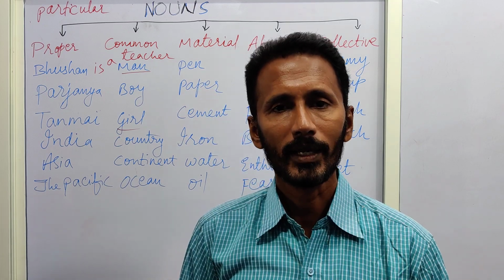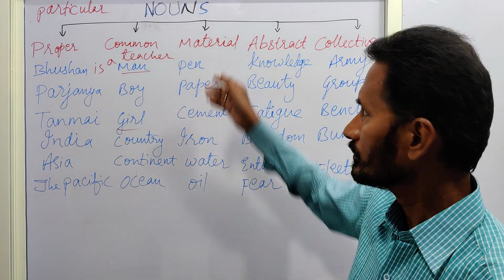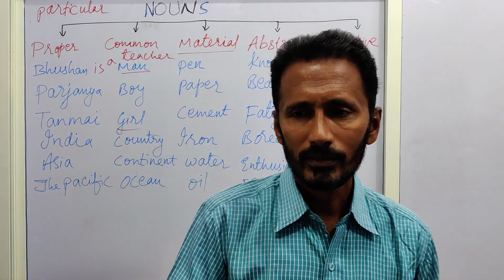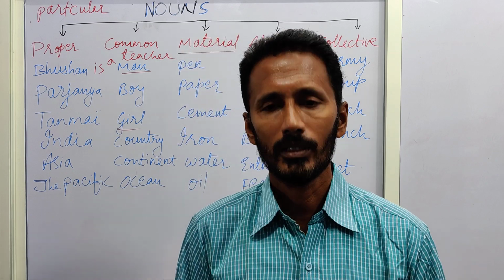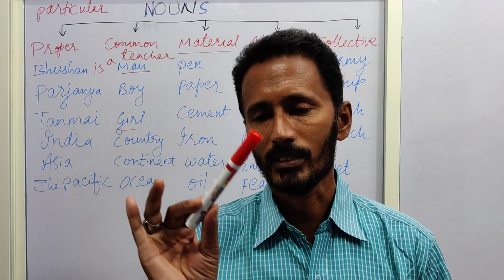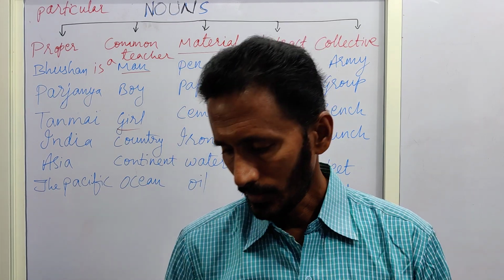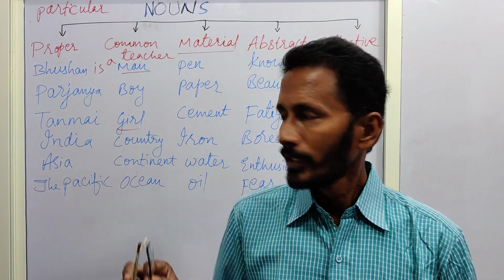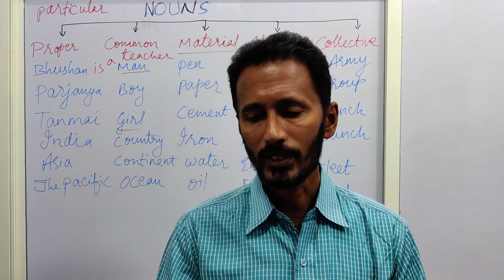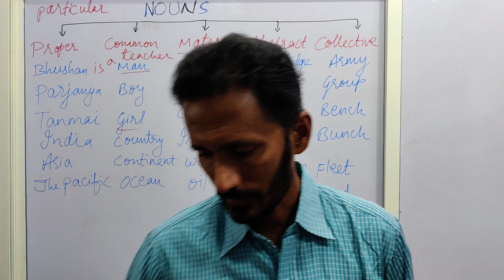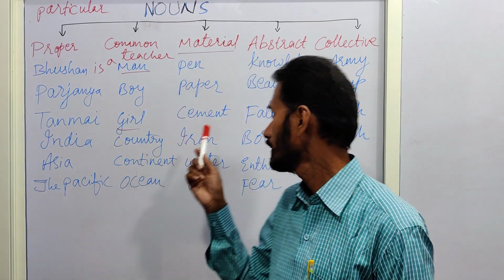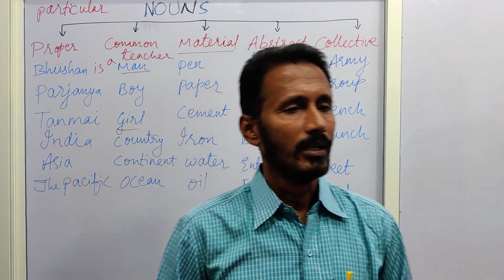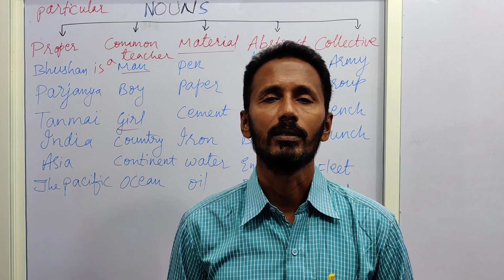Okay. Now coming to the next one, material noun. What is meant by material noun? Anything that can be seen in its physical presence is called material noun. For example, this is a pen. This is a shirt. This is a duster or eraser. These are spectacles. So these things are called material nouns because they have a regular form or shape or substance. Pen, paper, cement, iron, water, oil, wood, clay, etc. Board, light, door, window. All these are called material nouns.